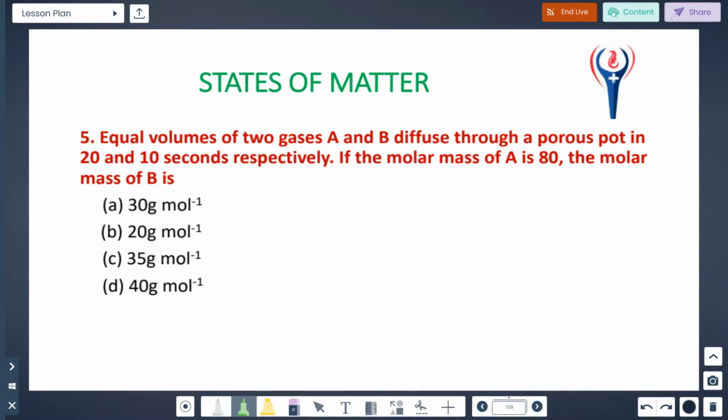See the next one here. This is based on Graham's law of diffusion. This is another statement. For each and every statement I prepared one problem, so it will be very useful to you. Equal volumes of two gases A and B diffuse through a porous plug in 20 and 10 seconds respectively. If the molar mass of A is 80, we have to find out the molar mass of B.